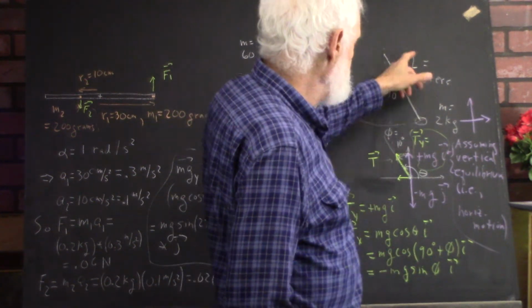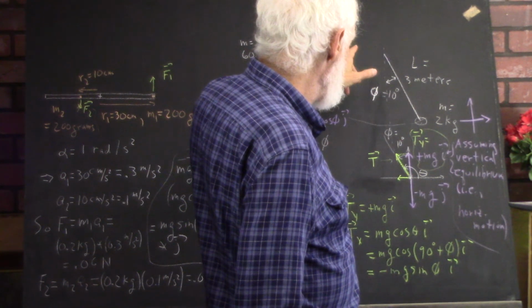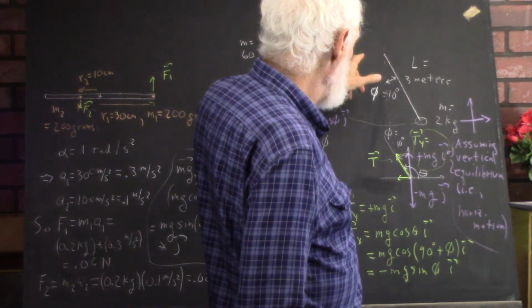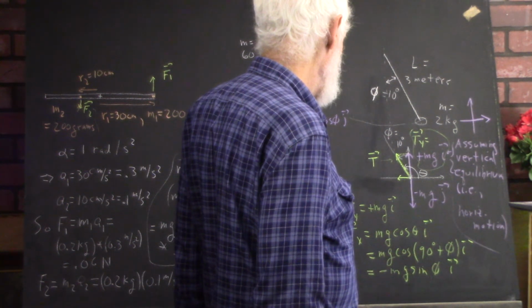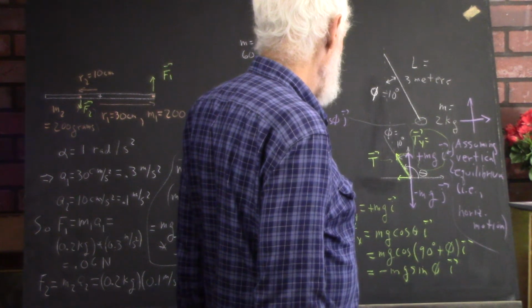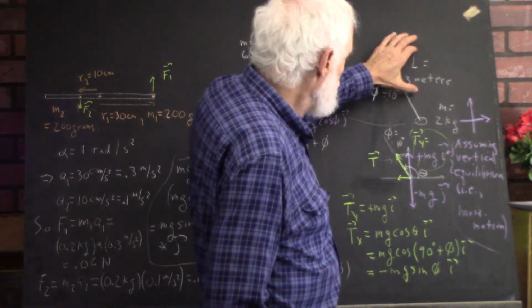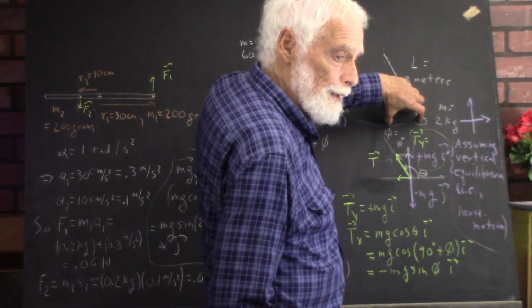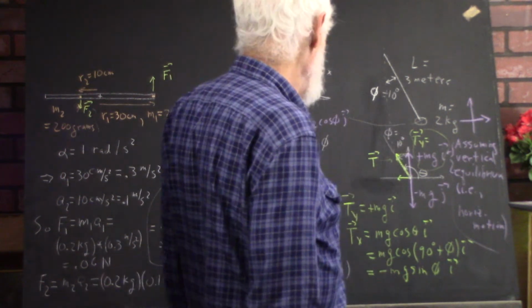Just in terms of symbols, m, and I never did use the length. If we had the length and the displacement here, then we'd be able to determine the angle and we would have used it. As it is, we didn't need to use it.